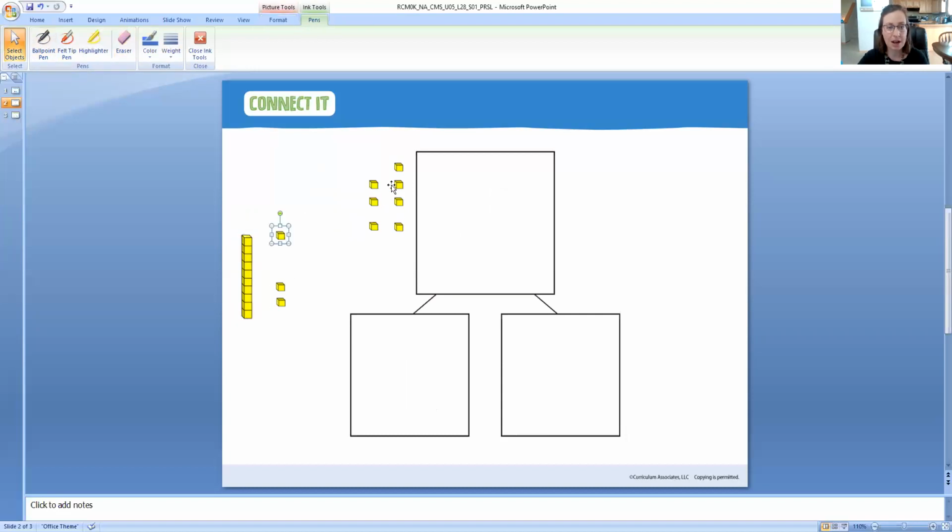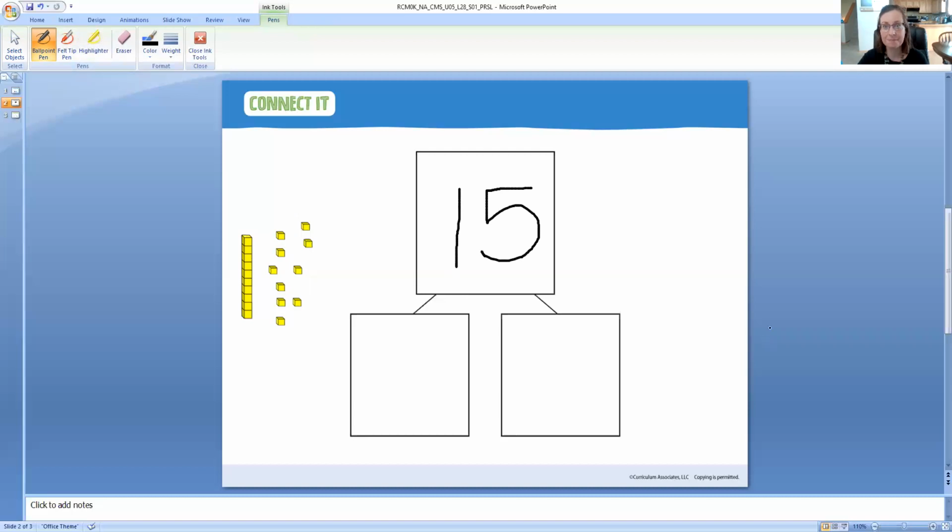I want to try 15. Let's try 15. Write your 15 in the first box. The first box of our number bond, remember right here, is our whole number. That's the number that we are building. All right, did your 15 look like mine? A 1 and a 5? Good job.